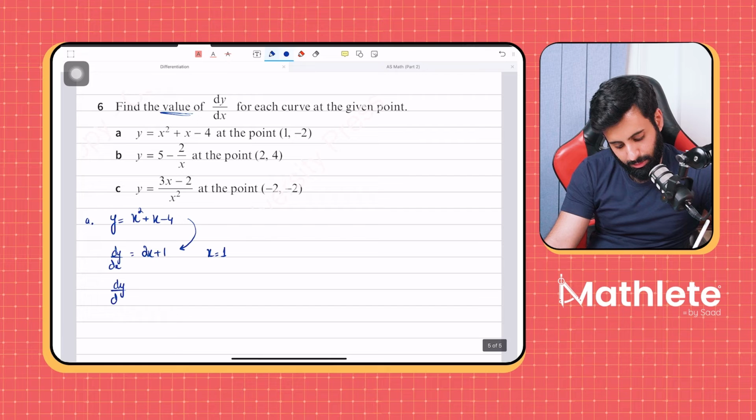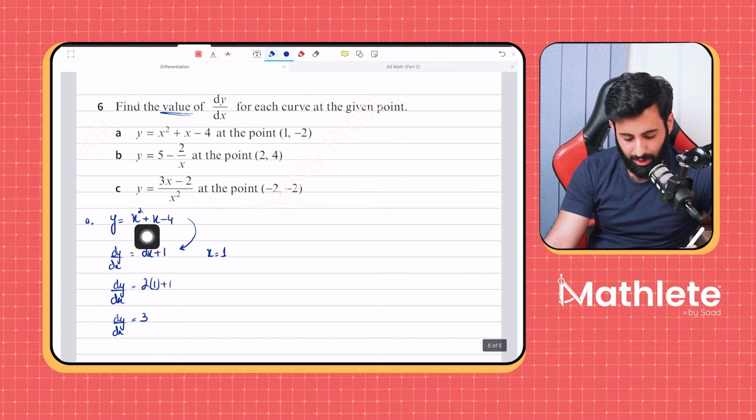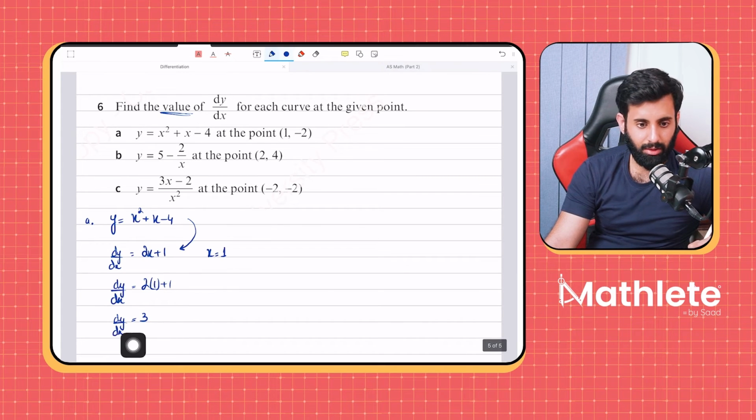So let's find out by plugging in x in the function. So 2 into 1 plus 1. So what is dy by dx equal to? dy by dx is equal to 3. So what does this mean? This means that if you draw this curve and find out the gradient at this point of the tangent, what will you get? You will get 3.